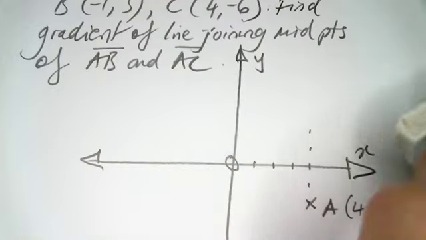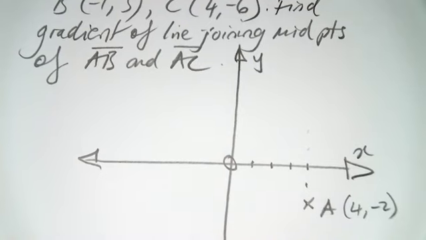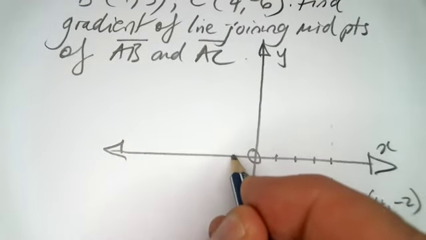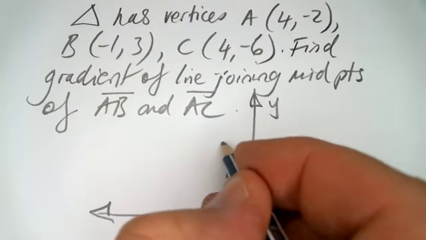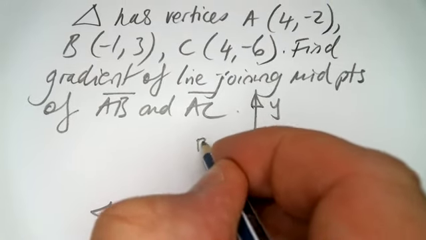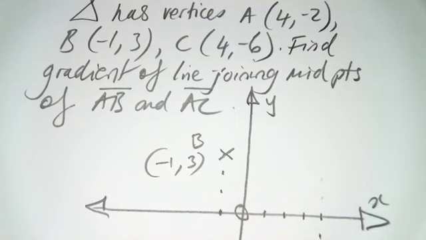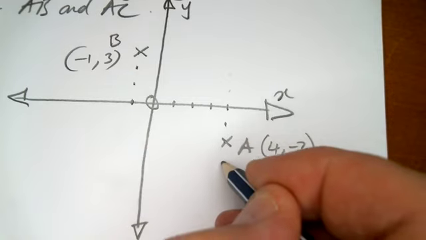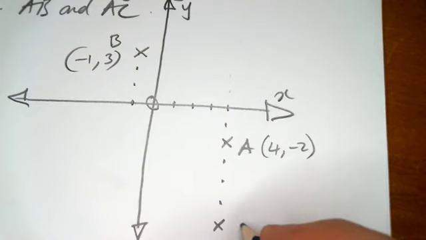All right, we do not need this thing here. I don't want extraneous things on there to confuse me. All right, B is -1, 3, so -1 is there. 3 up would be 1, 2, 3. So this is going to be B. I'll put B here, -1, 3. And what else? C, which is 4, -6. So here's my 4. There's 2, there's 3, 4, 5, and 6. So this is point C, 4, -6.